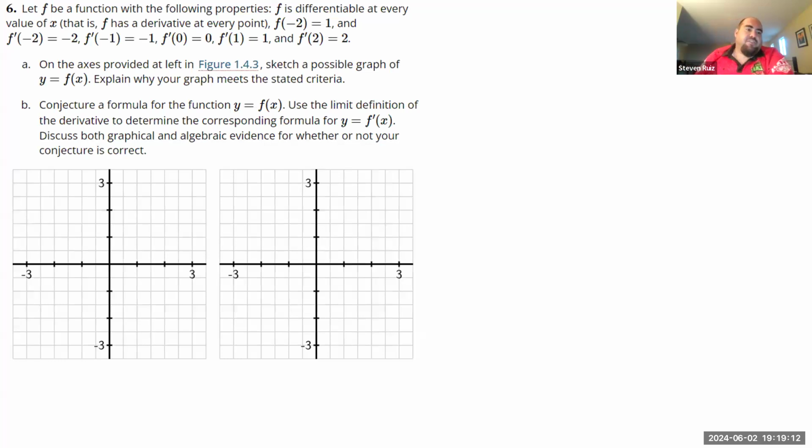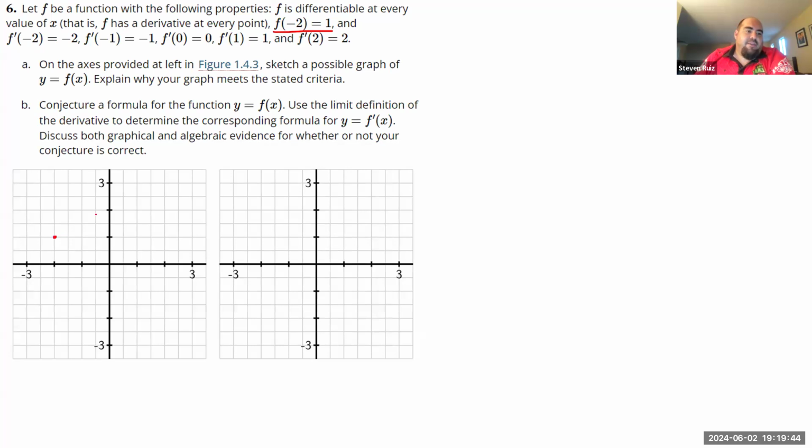So it's algebraic definition. First things first, we're told some information about the values this function takes. We know this is a point. Actually, that's the only point we know, so we'll go ahead and start there. So f of -2 equals 1. So we know this is a point on our graph. What else do we know? We also know that f prime of -2 is -2.